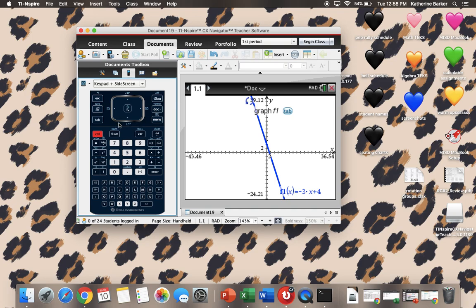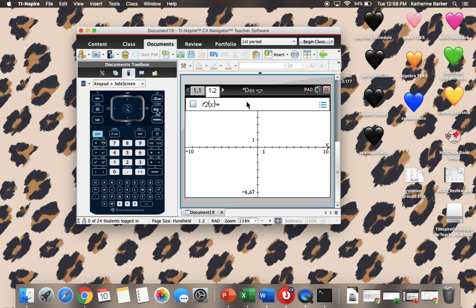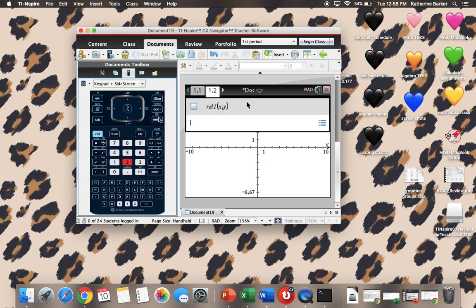To get to a new graph, you just hit Control Dock. It'll add a page. And let's say this one is not a y equals, f of x equals, okay? We want to graph it as a relation. And so Menu 3-2. You guys know Menu 3-2. You know it well. You're good at it.